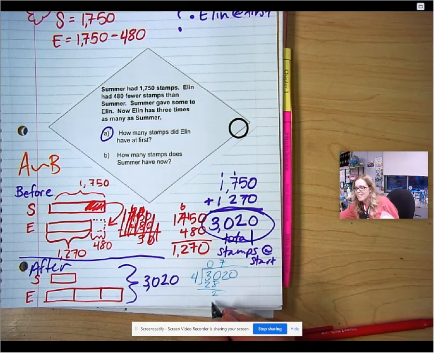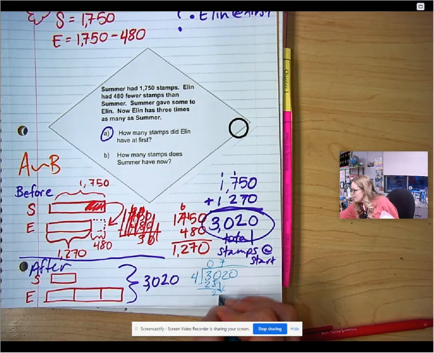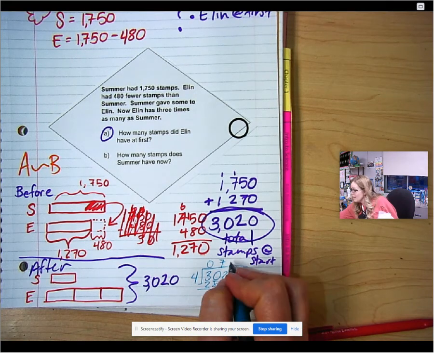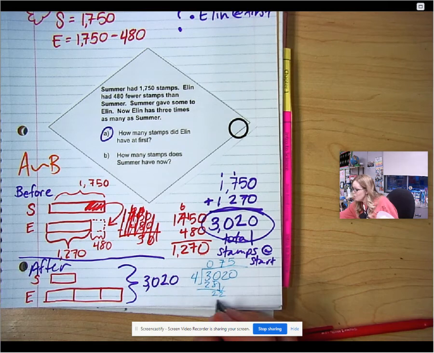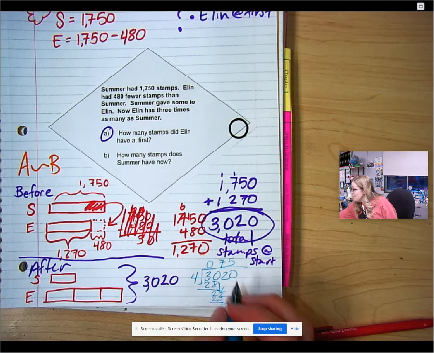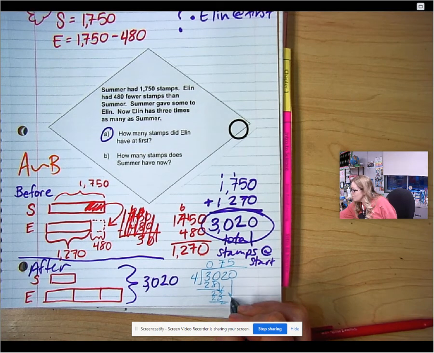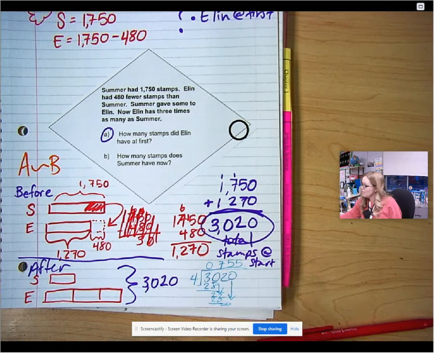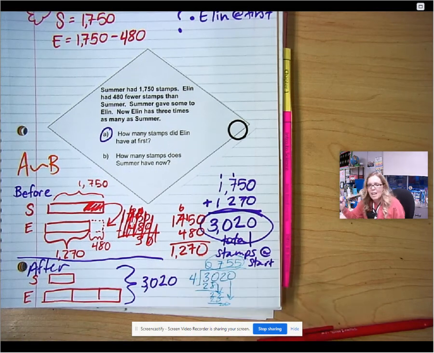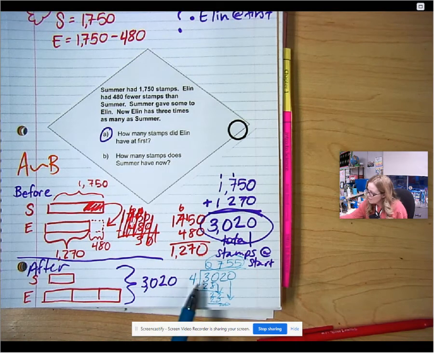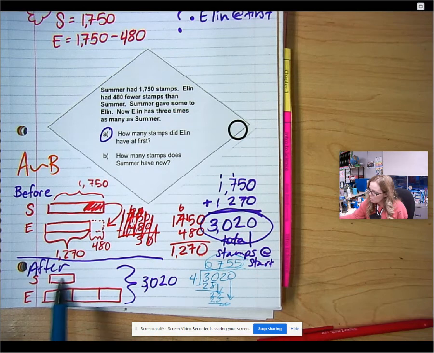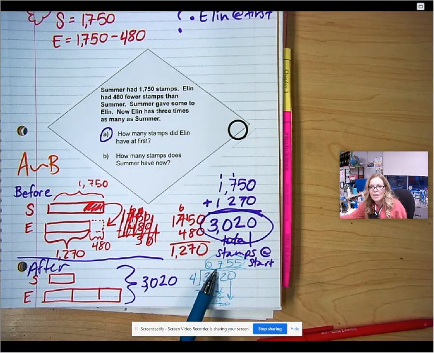4 will not divide into 2, but I can bring down his neighbor 2. 4 goes into 22 5 times. 5 times 4 is 20. Bring down my 2. 4 will not divide into 2, but I do have a 0 I can bring down, and it divides into 20 perfectly. That means I end up with the answer of 755. What does that mean? Well, remember, I just did 3,020 divided by 4 parts. So that 755 is the value of 1 part.